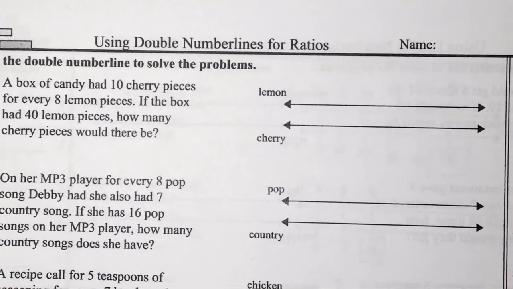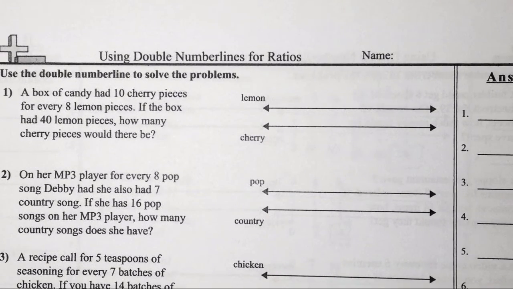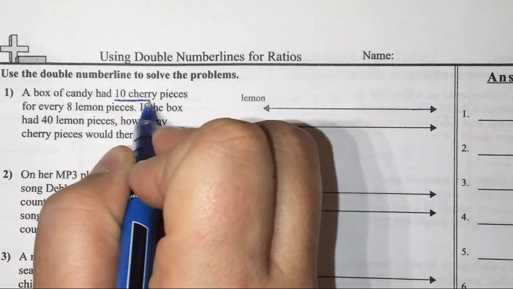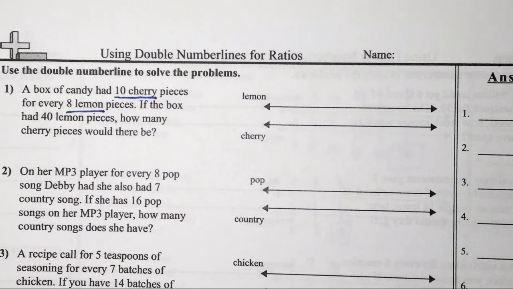Now, let's look at the first problem together, okay? And they've drawn your number line for you. It says a box of candy had 10 cherry pieces for every 8 lemon pieces. I want you to go and underline the 10 cherry and 8 lemon, because it is extremely important that you make sure you label those in the right place.